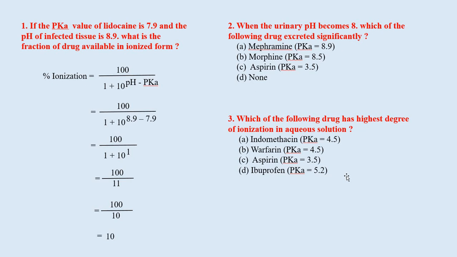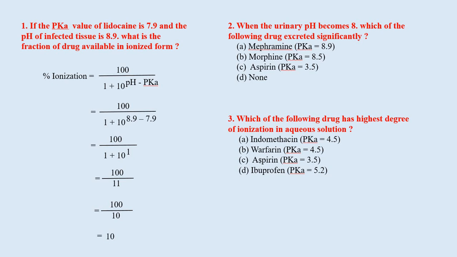Aqueous solution means you know the pH of water. What is the pH of water? It is 7. So these values are near to 7. So these drugs are in ionized form in water. Maximum concentration or maximum amount of that drug is in ionized form in the water.